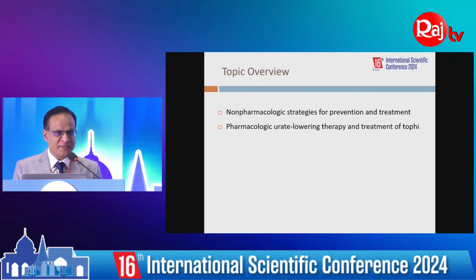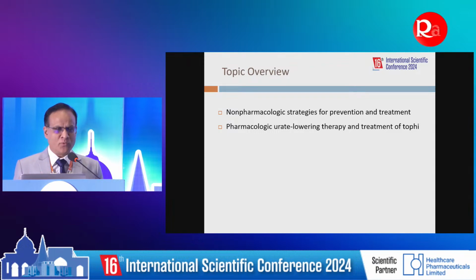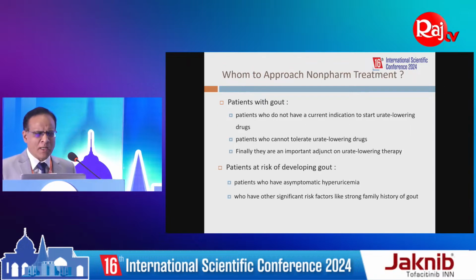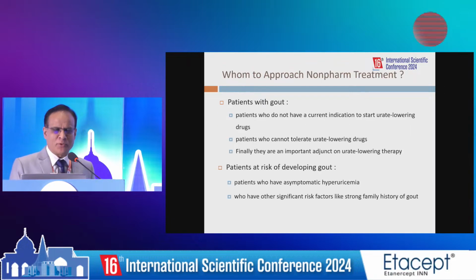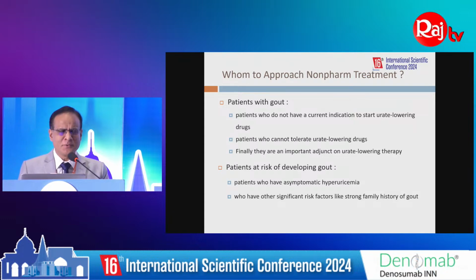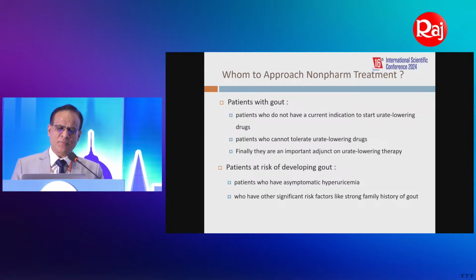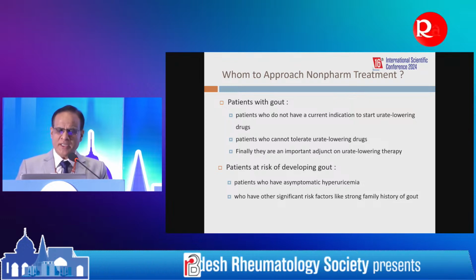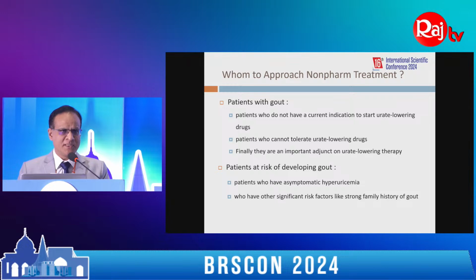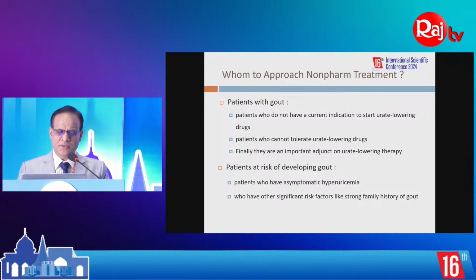Basically, for gout management, we should follow two broad headings. One is non-pharmacological management and another one is pharmacological management. So, whom to approach with non-pharmacological treatment? Patients with gout, that means a diagnosed case of gout, who do not have a current indication to start urate lowering drugs. I would like to show it later on.